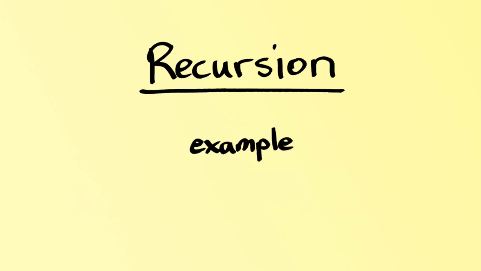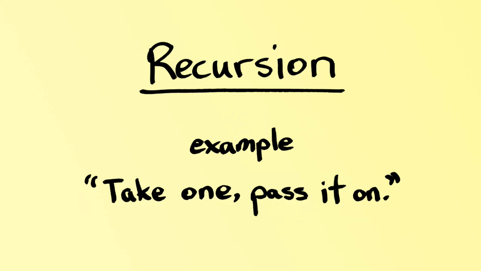Let's start with an example from real life, a recursion we're all familiar with because of how useful it is. In school, when the teacher has a stack of papers and wants to get a paper to each student, does he hand one to each student? No, that's why we have the concept of take one, pass it on. The teacher hands the stack to one student and says, take one, pass it on. Then that guy takes one, passes on the rest of the stack to the next guy and says the same thing, and this continues until everyone has a paper.